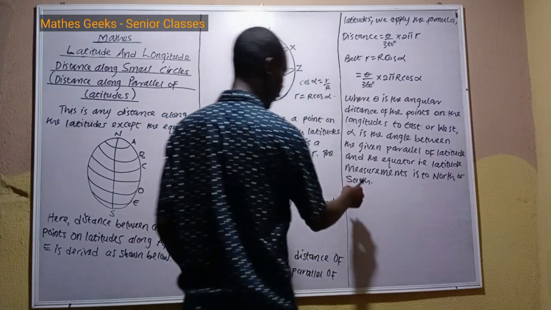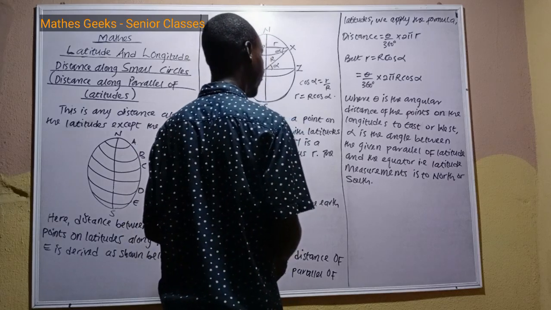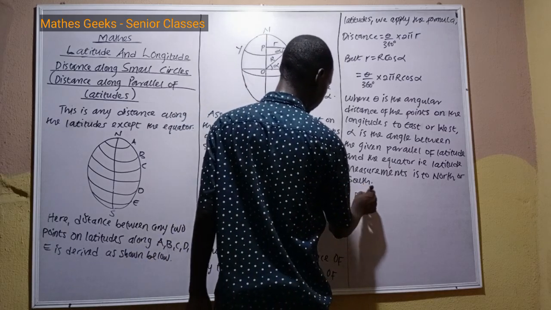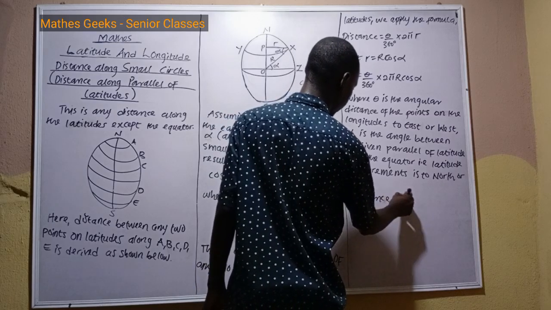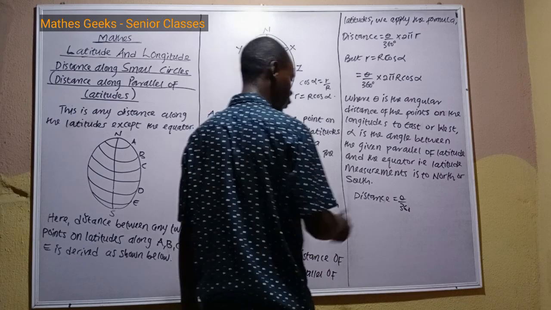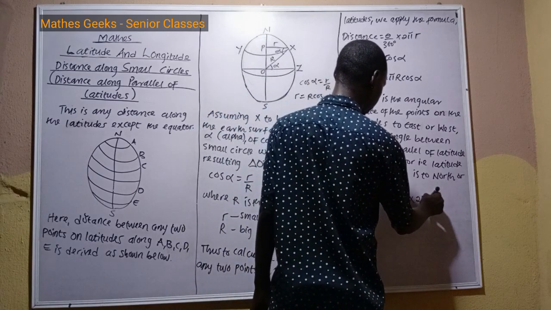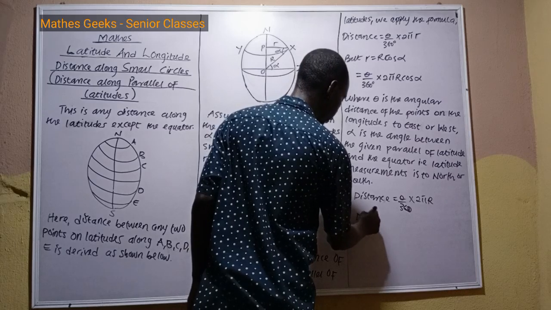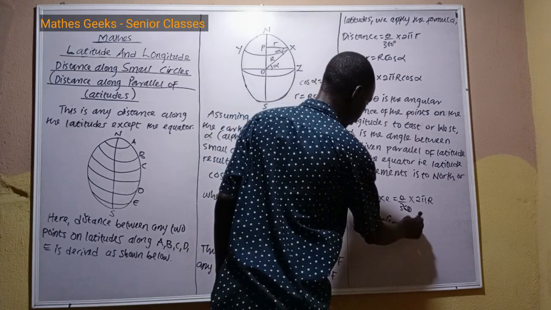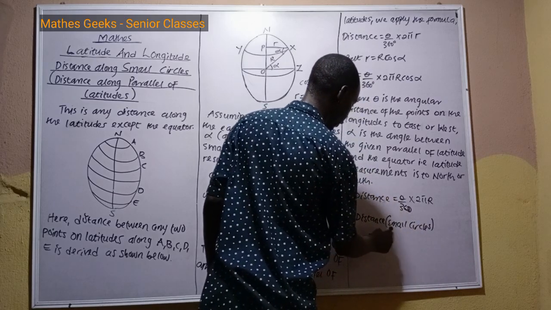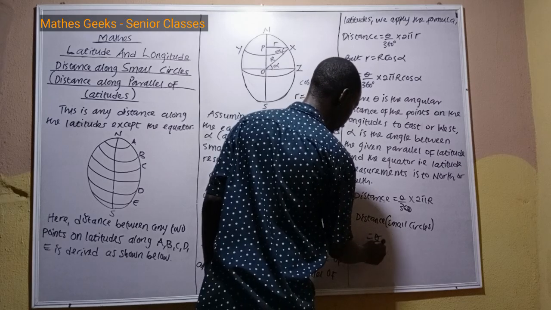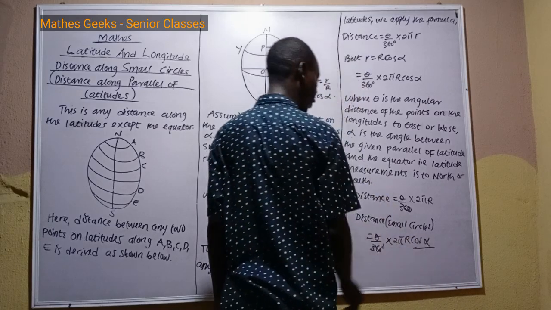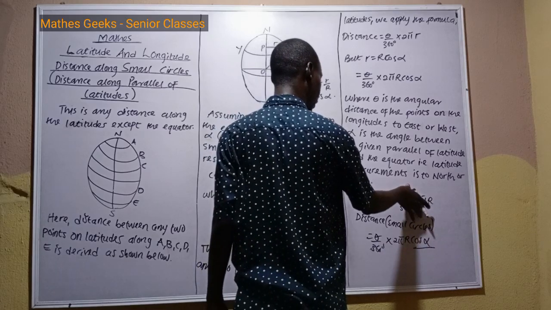So in a nutshell, remember the only difference between this formula and that of the great circle. For distances along the great circle, the distance between any 2 points is equal to theta over 360 degrees times 2 pi R, where R is the radius of the Earth. But distance along the parallel of latitudes, or small circle, is equal to theta over 360 degrees times 2 pi R cos alpha. So this function here is what differentiates distance on small circles from distances on great circles.